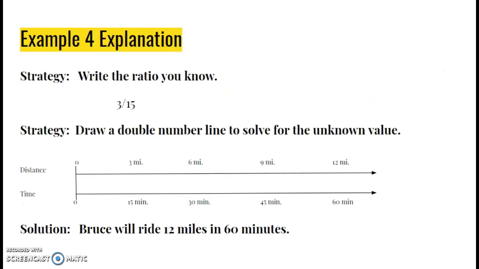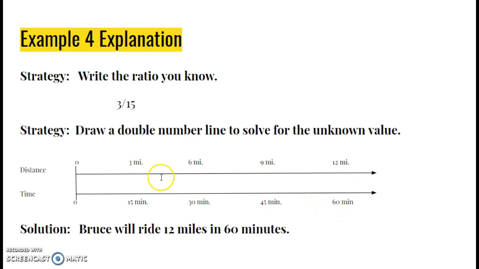For example 4, we're going to write the ratio that is known. So we know that he could go 3 miles in 15 minutes. So I'm going to go ahead and draw that double number line, and I'm going to show those two values. I know that the time for the next ratio is 60 minutes. So I'm going to go ahead and try to get my minutes up to 60.